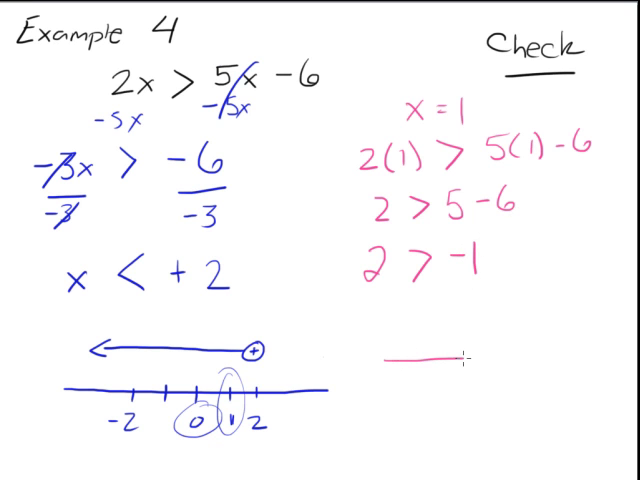So I'm just going to draw this one out here. 2 is here, and negative 1 is right here. So this equation is saying 2 is greater than negative 1. Is 2 greater than negative 1? Yes, it is. So this is right. So if this is right, that means this here, where I found x, is also correct.